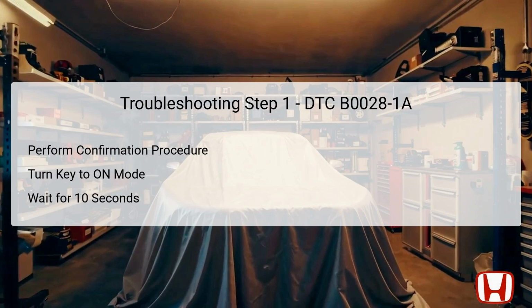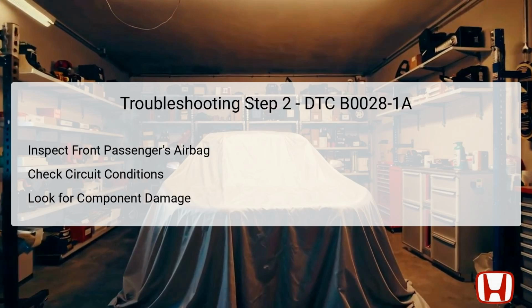If the DTC still appears, further investigation into the front passenger side airbag and related components is necessary. The second troubleshooting step focuses on inspecting the front passenger side airbag directly. Begin by accessing the Airbag Inflator connector and ensure that it is disconnected before proceeding. Visually inspect the airbag for signs of damage, wear, or improper installation.